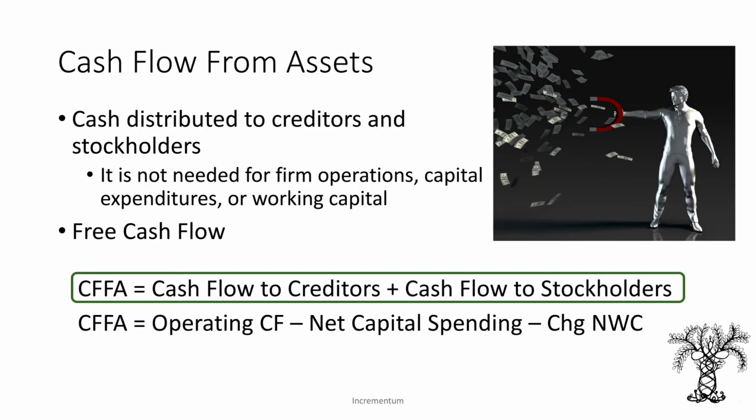So now that we've talked about how to calculate cash flow to creditors and cash flow to stockholders, we have one method for calculating cash flow from assets. In the next video, we'll look at how to calculate cash flow from assets as operating cash flow minus net capital spending minus change in net working capital.